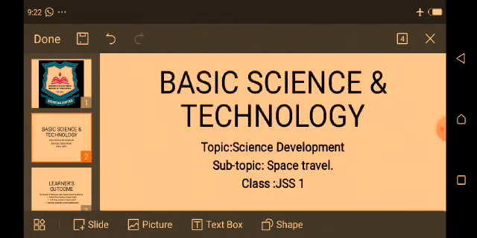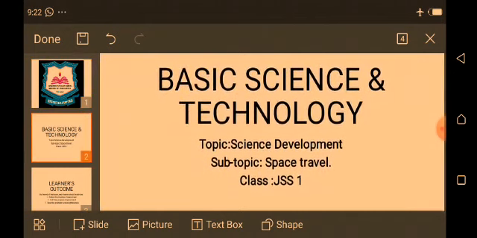For GSS1, we'll be having the subject Basic Science and Technology and the topic Science Development. It has often been said that science and its related technology is the only key to the development of any nation. You now see why it is necessary for us to know how technology has greatly facilitated and also advanced our Earth space.